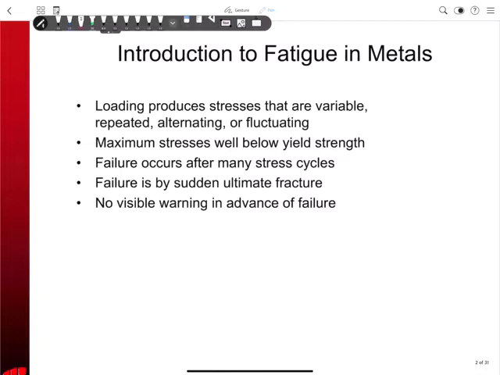What is fatigue? It's some sort of loading, your fingers on the paperclip, for instance, that produces stresses that are variable, repeated, alternating, or fluctuating. That kind of captures it all. The maximum stresses could be, and likely are, well below the yield strength, not even the ultimate strength, but below the yield strength. Then the failure occurs after many stress cycles, and the failure is by sudden ultimate fracture. We'll talk about that a little bit. And frequently and insidiously, there's no visible warning in advance of this failure.